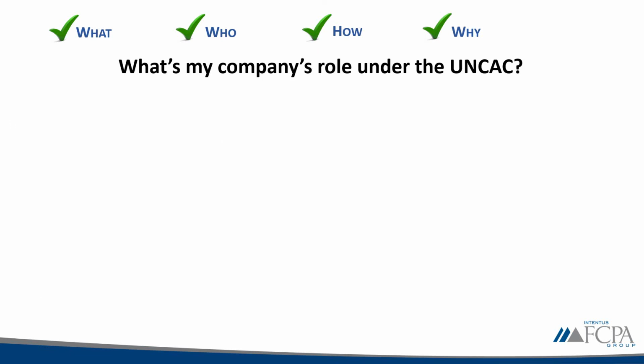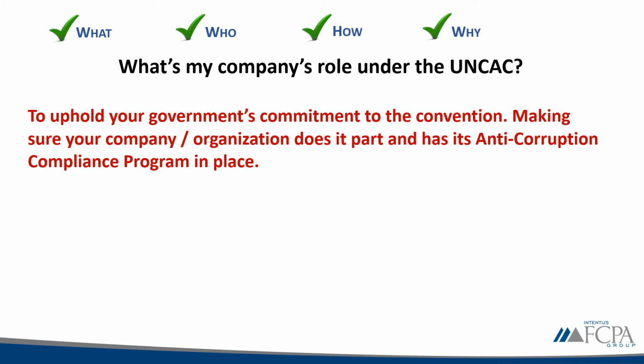So now we know what the convention is, we know who signed it, we know pretty much how it works and why companies or countries would want to sign it. What does that mean for your company? What's your company's role under the convention? Your company's role is to uphold your government's commitment to it, making sure that your company, your organization does its part and has its corruption compliance program in place.